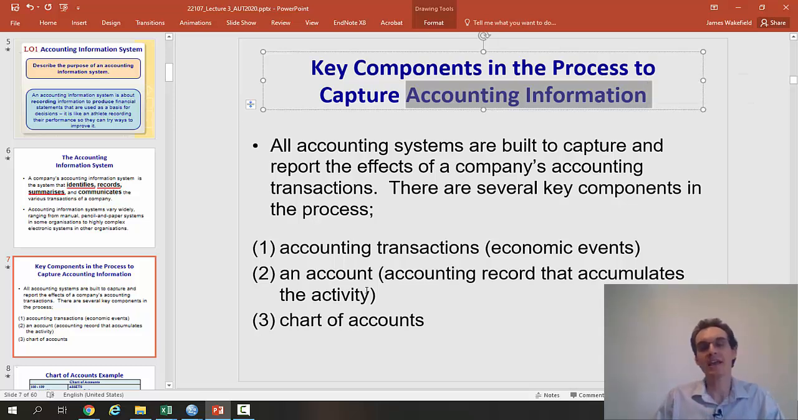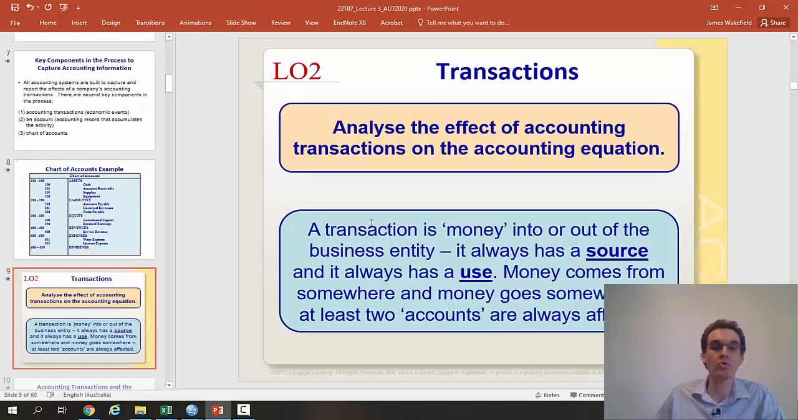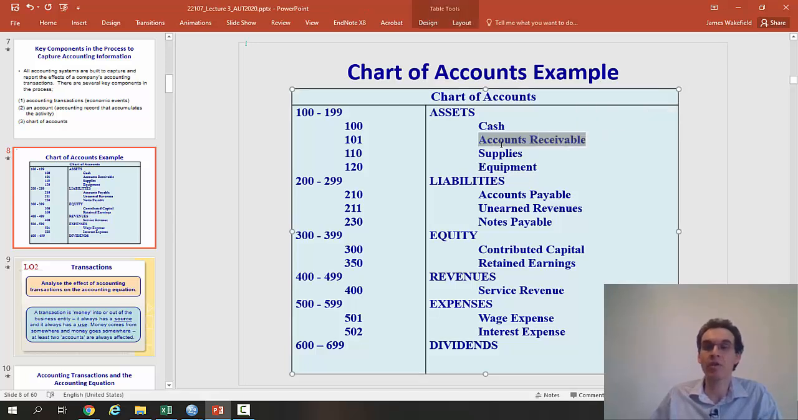Now, in order to capture that information, we use different accounts. So these are accounts that we have set up to accumulate accounting information about the performance and position of a business. And we have a set of accounts which are called our chart of accounts, right? So these are all the accounts that are available in order to record our transactions. Now, this is an example of a chart of accounts. So here you have them listed here. So this is a relatively limited set of accounts, probably for a small business. So in the asset, you have cash, you have accounts receivable, you have supplies, equipment, etc. And it flows on for the other categories of accounts that we have here.